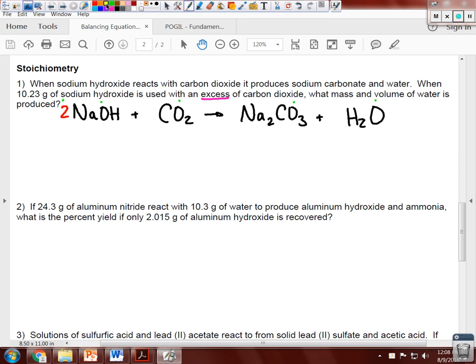All right, so then we got to start with our given. They give us 10.23 grams of that stuff. We don't even need to worry about that. And they're asking us about mass and milliliters. Okay, do you agree the question said mass and volume? Okay, so let's start with the one we know first. Let's go gram to gram first. So I'm going to start way over here. So 10.23 grams of NaOH.